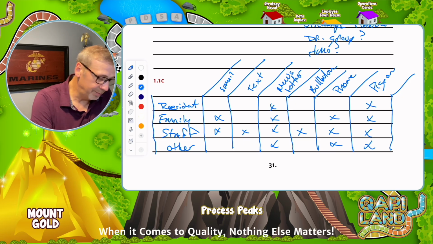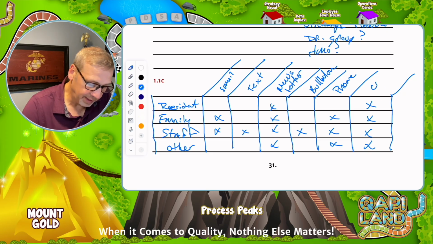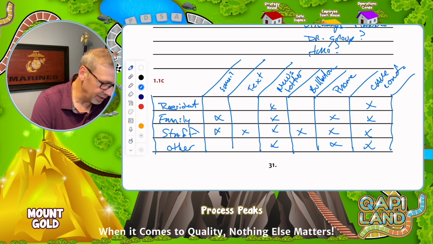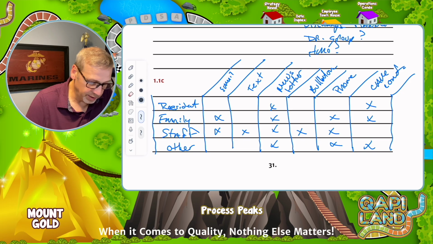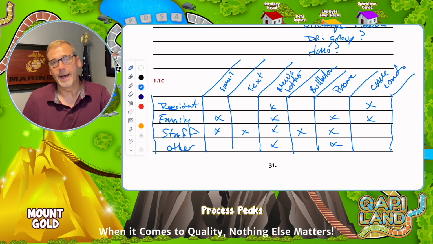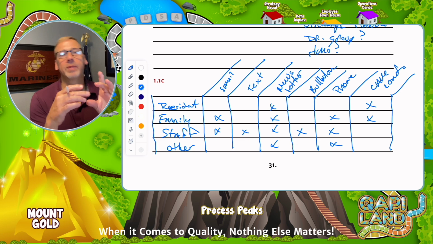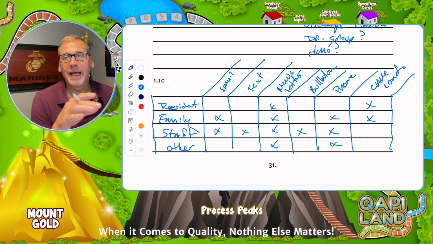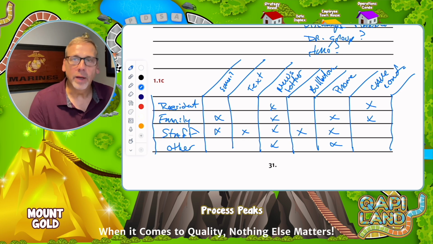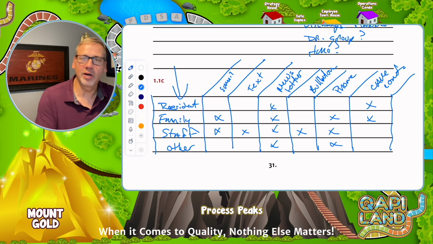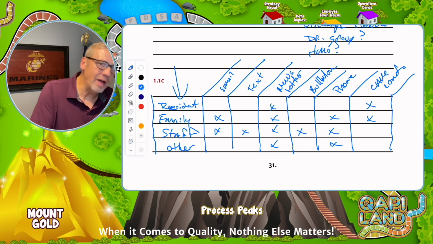And maybe instead of pigeon, because I was just trying to be funny, we could even say a care conference, right? And if we say care conference, all of a sudden we're not including staff or other. We're probably only including residents and family members with a care plan meeting. So all of a sudden we have a nice little table that demonstrates how we communicate with all of our key customers: residents, family, staff members, and then whoever else.